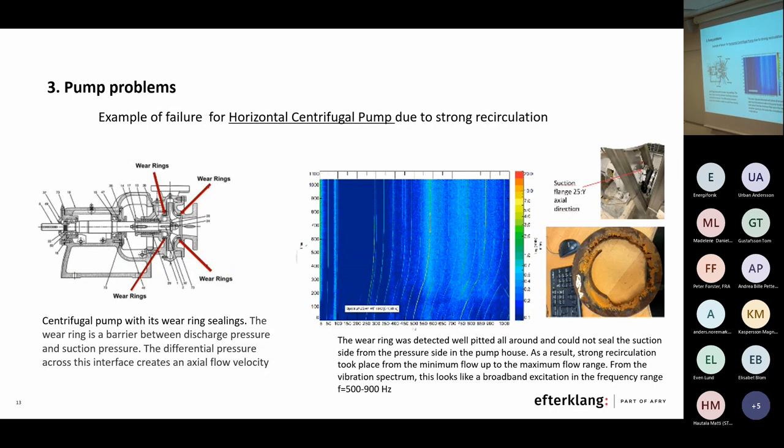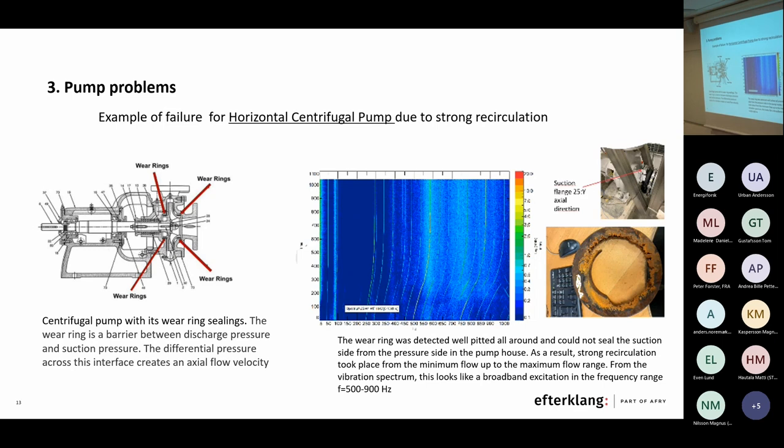Now here is an example from a non-nuclear power plant. It's an ordinary centrifugal pump. You have annular seals between the discharge and suction side, they call them wear rings. Here you see a little picture of the pump. The wear rings are here. Suction wear ring.